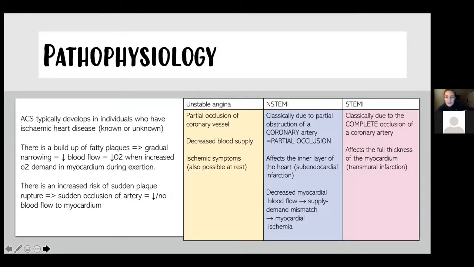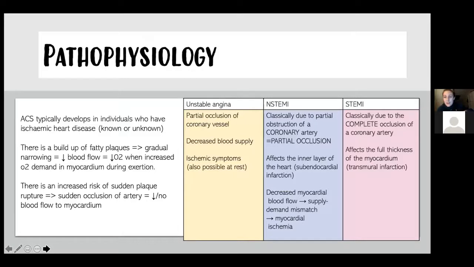Your NSTEMI is a partial obstruction of a coronary artery. So it could also be described as a partial occlusion. And that affects the inner layer of the heart, so it's not the full thickness. And that's why you don't get the ST elevation. So you've got the decreased blood flow to the heart, and there is a mismatch between the supply and the demand that the heart muscle needs. So the myocardial ischemia then gives you the chest pain, the other symptoms of sweating, things like that. And then you can also lead to the positive biomarkers.